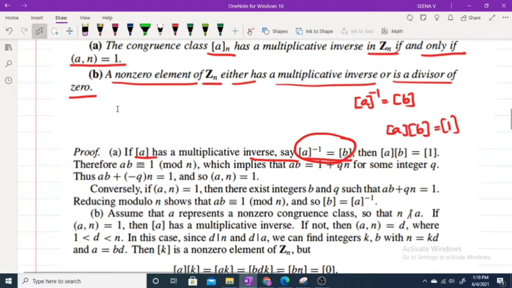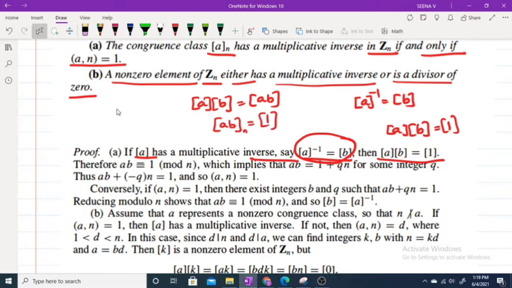Okay, clear. So now what is the meaning of ab? By definition, the class of ab is the same as the class of a times the class of b. So ab equal to 1 means the class of ab equals the class of 1. That is actually ab is congruent to 1 mod n. What is the meaning of that? ab is congruent to 1 mod n means ab minus 1 is a multiple of n. That is, ab equal to 1 plus qn.